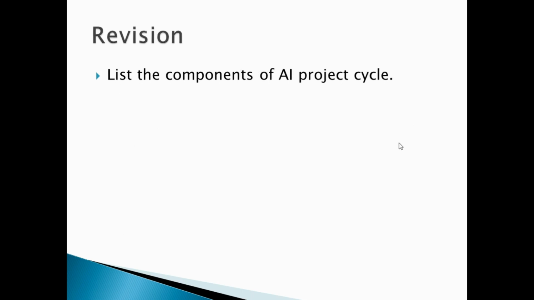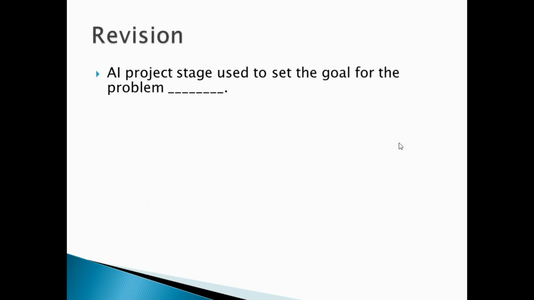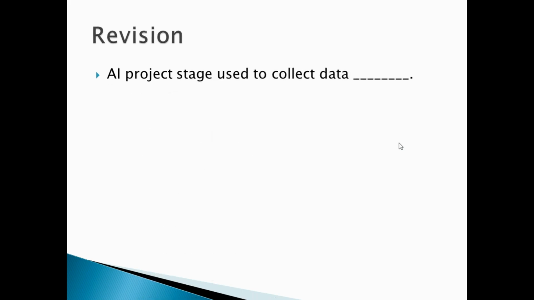Revision, that is just a recap of whatever we have done. So list the components of AI project cycle. So this involves problem scoping, data acquisition, data exploration, modeling, and evaluation. AI project stage, which is used to set the goal for the problem, to understand what is the problem all about. The first stage helps us, which is problem scoping. AI project stage, which is used to collect data, it is the second phase, data acquisition.